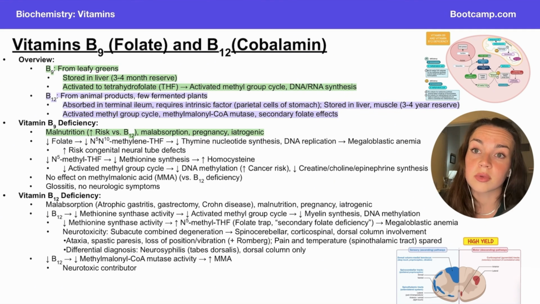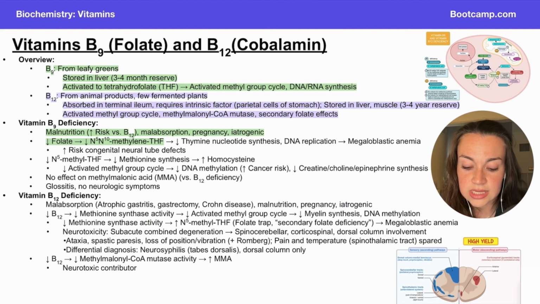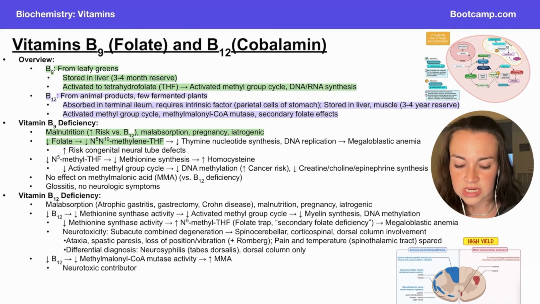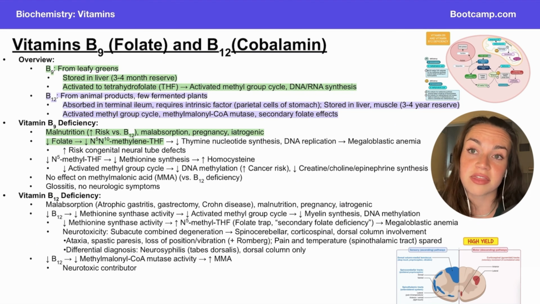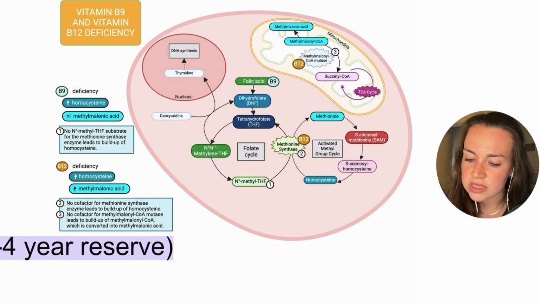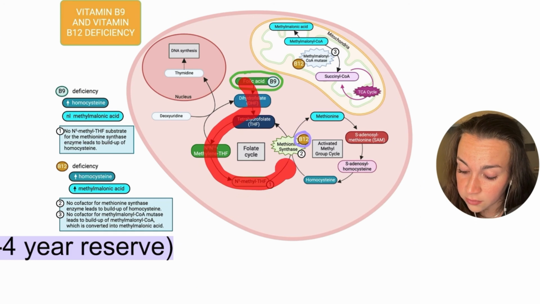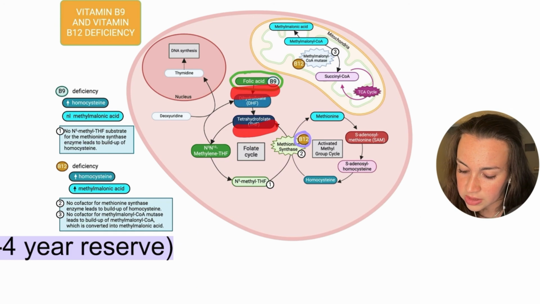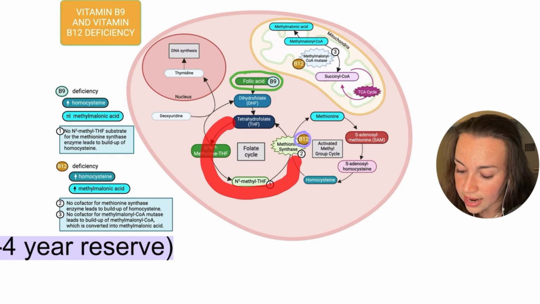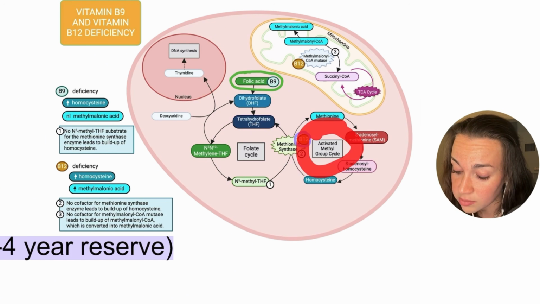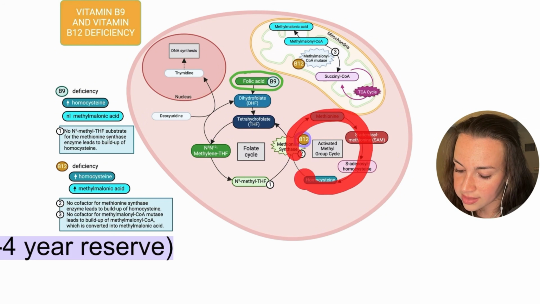Let's talk about some problems associated with a folate deficiency. Well, a decrease in folate means a decrease in THF and all of the different forms of THF, including N5-N10 methylene THF. So let's take a look at this diagram. This diagram is a consolidation of a lot of the different diagrams that we talked about in the chapter on 1-carbon metabolism. Let's start by finding our vitamin B9 and our vitamin B12. Here is the folate cycle that we talked about, where folate becomes THF and then gets methylated and activated to join the activated methyl group cycle, which will be represented by this cycle over here.